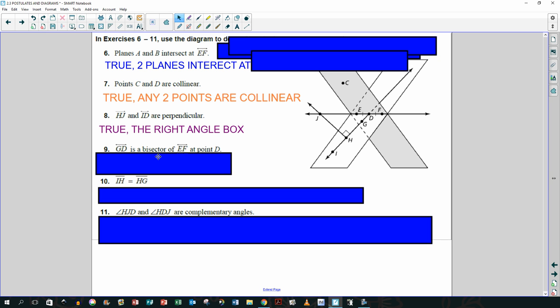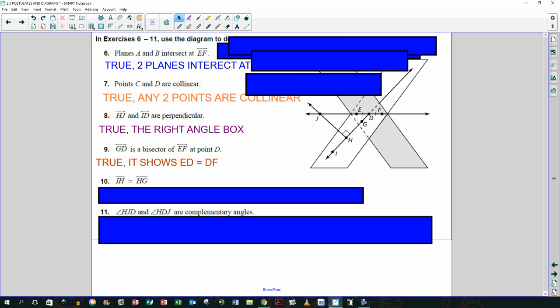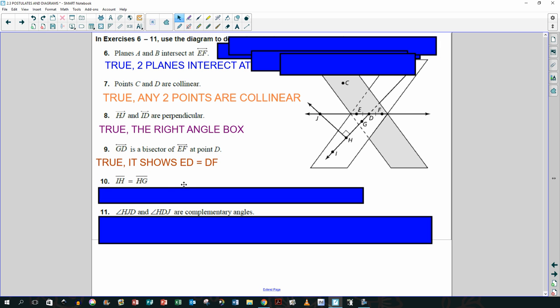Line GD is a bisector of line EF. GD is this line right here that's going along this plane. EF is this line here. And it says that it's a bisector of EF. Yes, that's true, because ED is congruent to DF. The marks are in the picture.